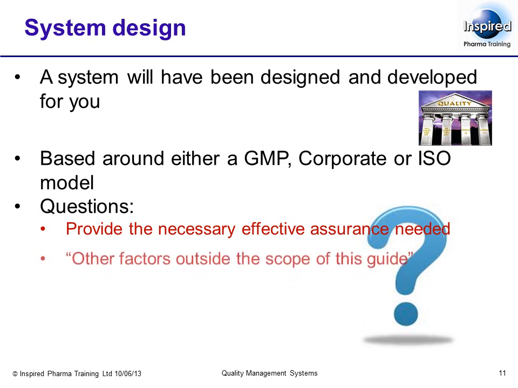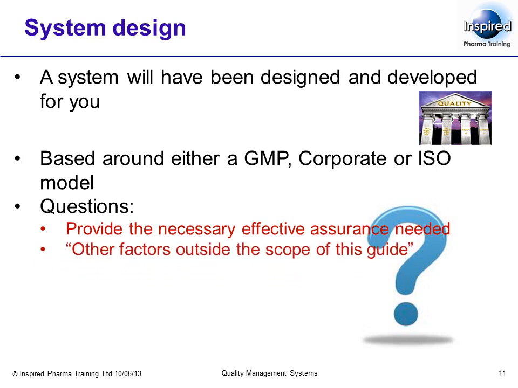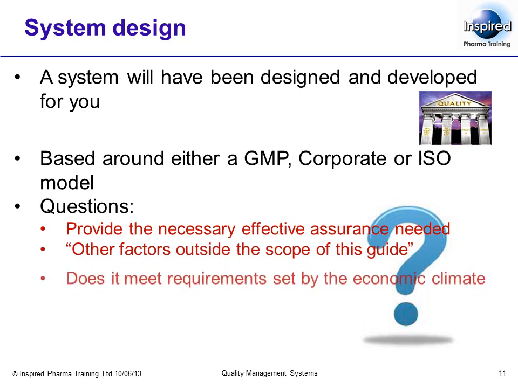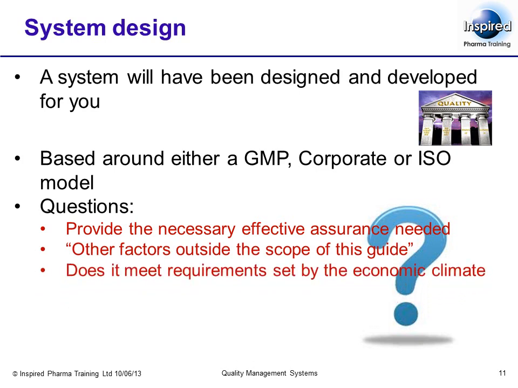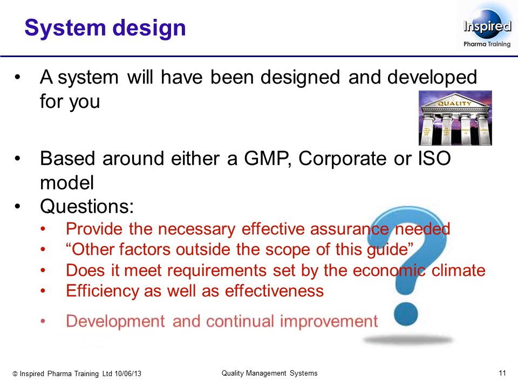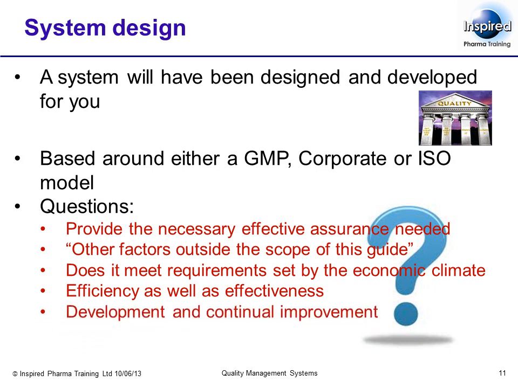Does it embrace other factors outside the scope of this guide? Does it meet requirements set by the economic climate? Does it address our efficiency as well as effectiveness? Does the current system promote further development and continual improvement? And finally, does our current system need to evolve, and if so, how can it evolve?